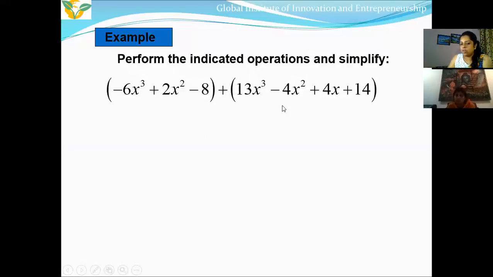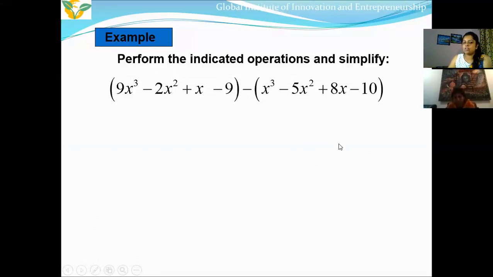So these both are what? Like terms. So I have to perform an operation, whatever is required here. Plus 2 minus 4 will give us what? Minus 2x square. So here the coefficient of x is what? 4. But in the first bracket, the coefficient of x is what? 0. So 0 plus 4x will give us what? Plus 4x. Minus 8 plus 14 will give us what? Plus 6. Keep the greater number symbol, subtract because two different symbols.